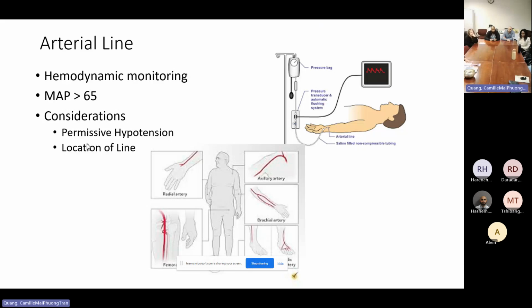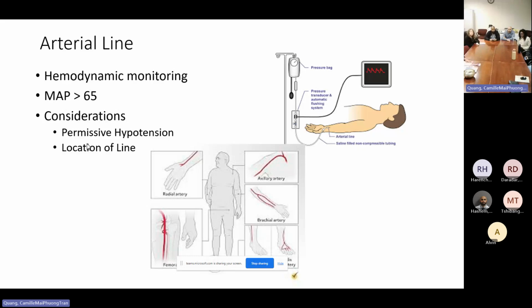And then for neuro patients, it's the opposite. Sometimes you want their MAP 85, 90. I remember going to a neurosurgeon. And then also the location that you put them. You guys remember an Allen's test?